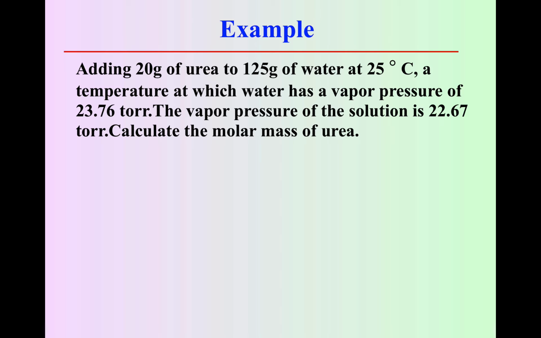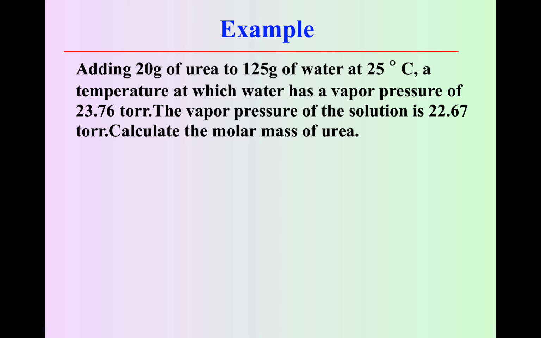Okay. 20 grams of urea to 125 grams of water at 25 degrees Celsius. All right, so urea would have no vapor pressure, right? So we're lowering the vapor pressure of the water. They tell me what the vapor pressure of the water is at 25 degrees Celsius. And they tell me what the vapor pressure of the solution is. Oh, okay, so different.